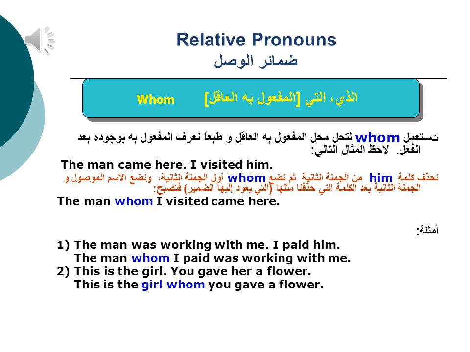Let's look at two more examples. The man was working with me. I paid him. The man whom I paid was working with me. This is the girl. You gave her a flower. This is the girl whom you gave a flower. Notice that in these two examples, whom can be left out. We can say the man I paid was working with me. This is the girl you gave a flower.